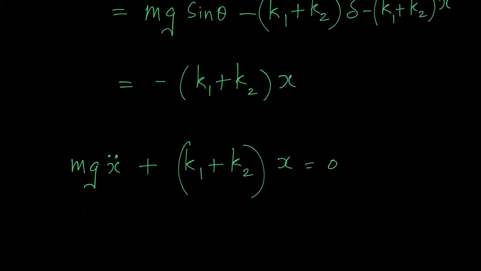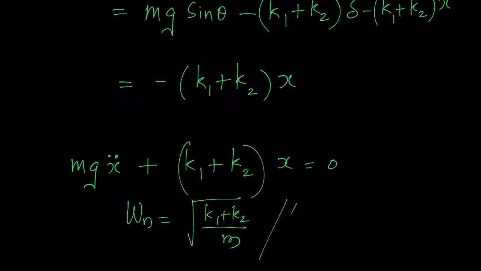That means the differential equation that governs the motion of this system is this, which in turn means that the natural frequency of the system is root of (k1 plus k2) by m. So this is the answer. You can do all this maths and get to the final answer.